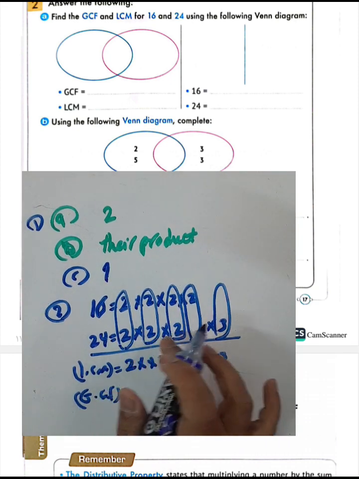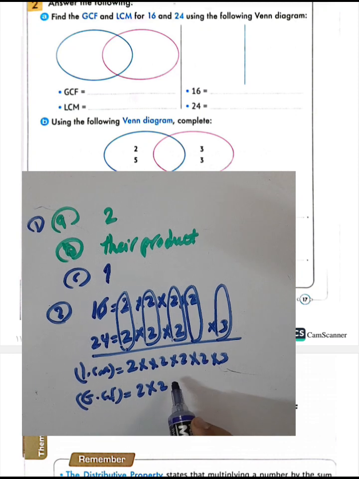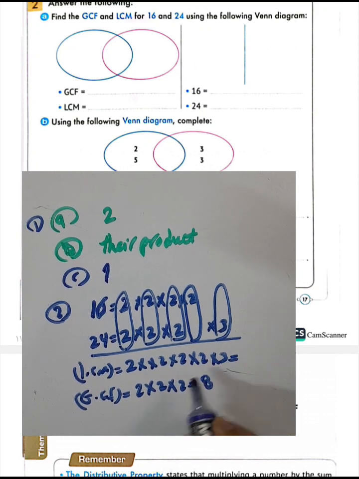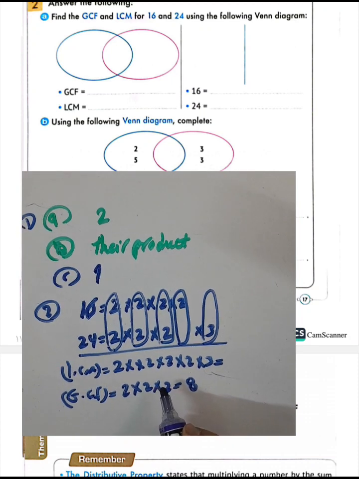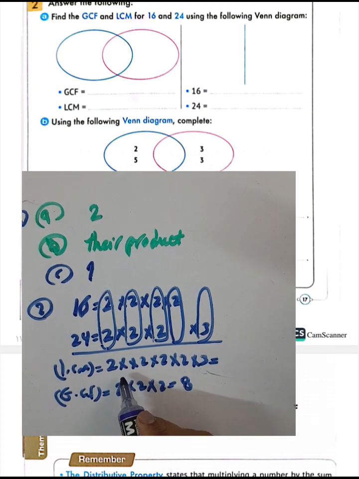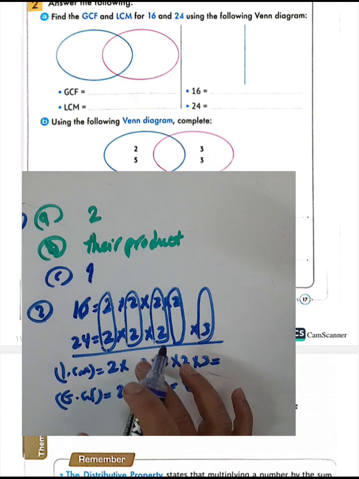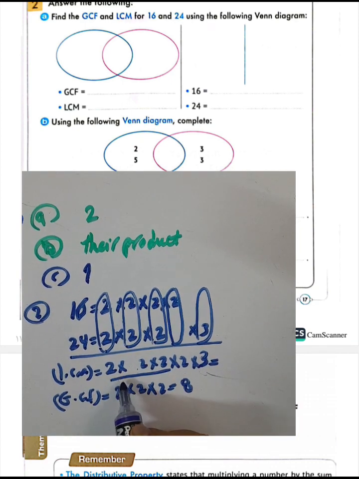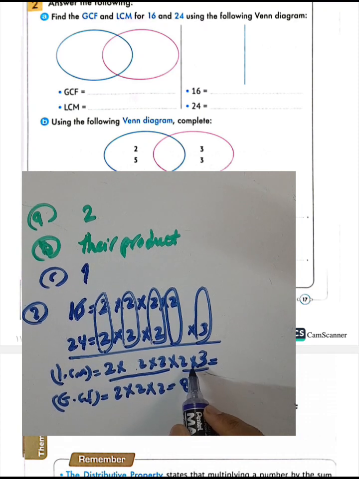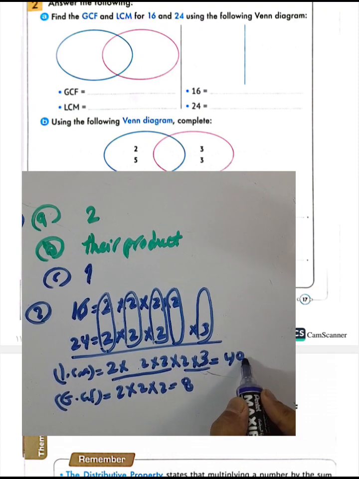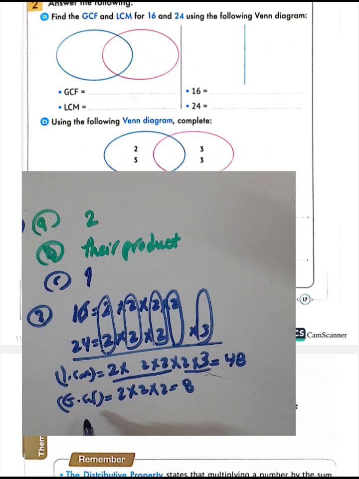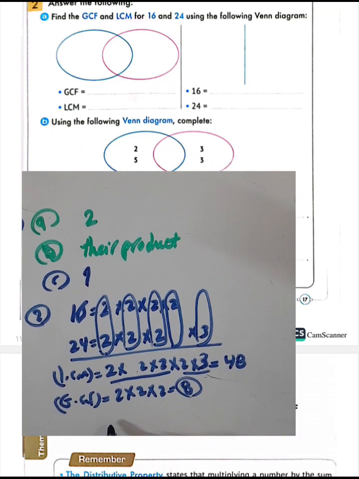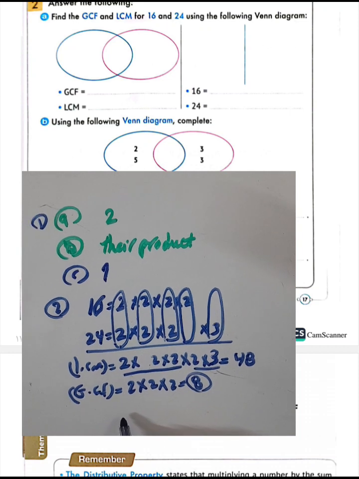2 times 2 times 2. 2 times 2 equals 4. 4 times 2 equals 8. And here the least common multiple between them: 2 times 2 times 2 times 2 times 3. 2 times 2 times 2 will be 8. And 2 times 3 equals 6. 6 times 8 equals 48. Then the least common multiple between them will be 48. But the greatest common factor between them will be 8. Okay, understood this question? Okay.